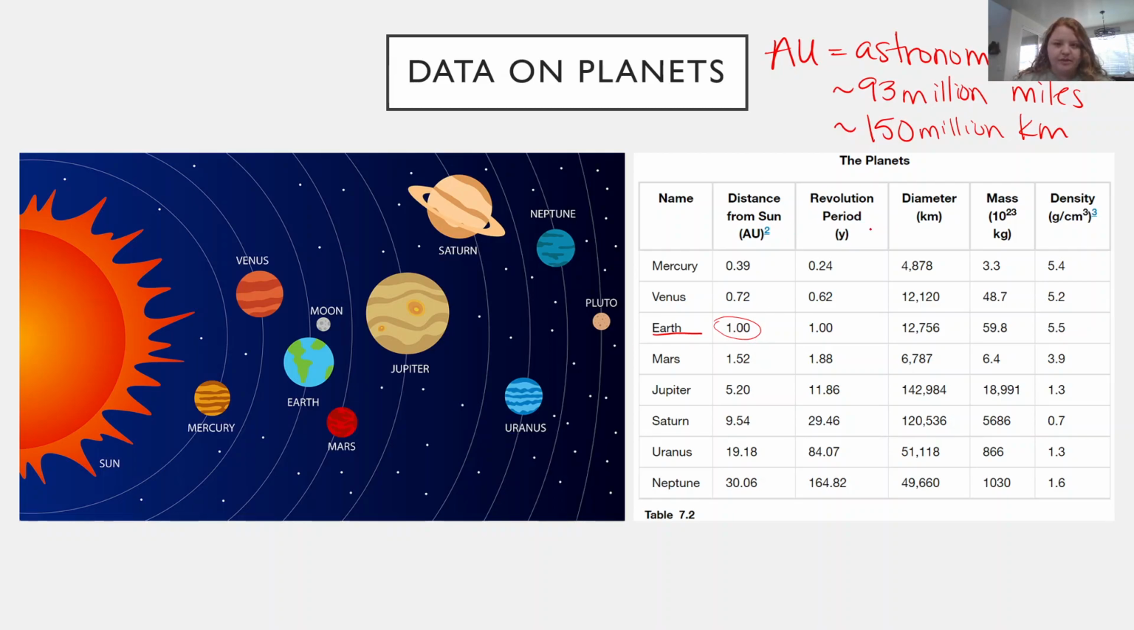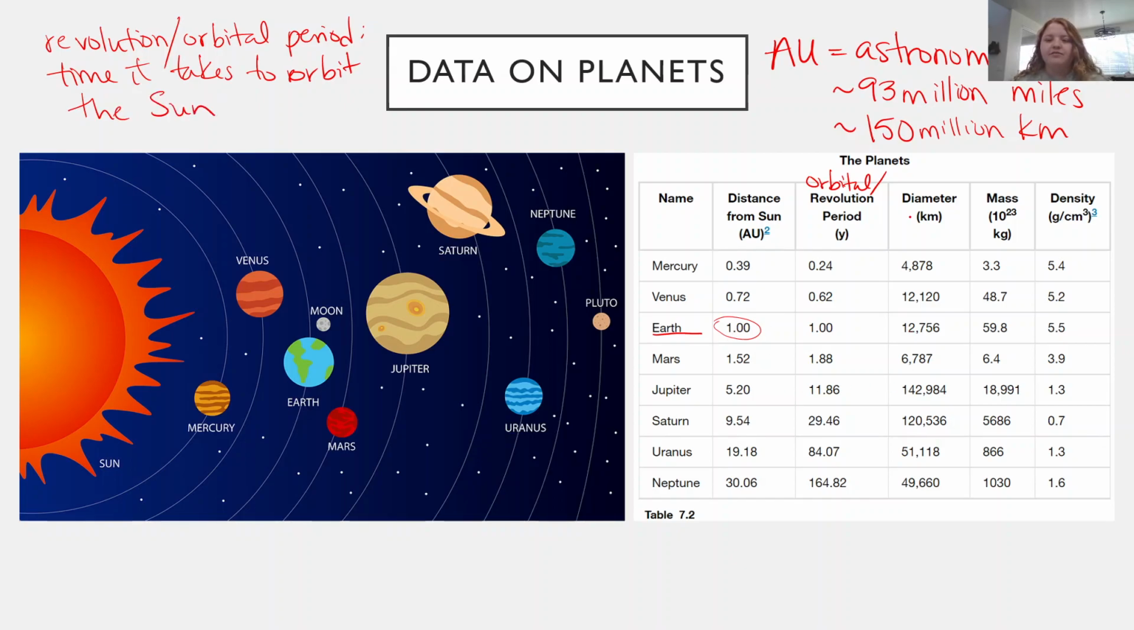Then we have our revolution period. So revolution period is going to be the time it takes for the planet to revolve around the sun or orbit the sun. Okay, so orbital period, it can also be called. So orbital or revolution period. So I'm going to just go ahead and write that over here: revolution or orbital period, the time it takes to orbit the sun.